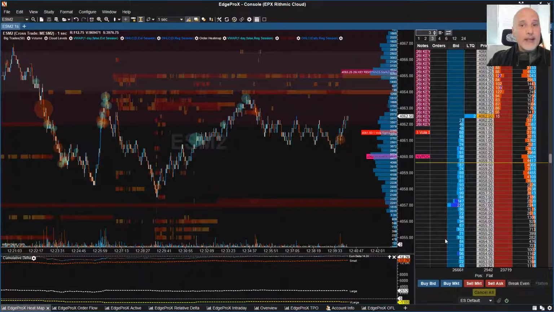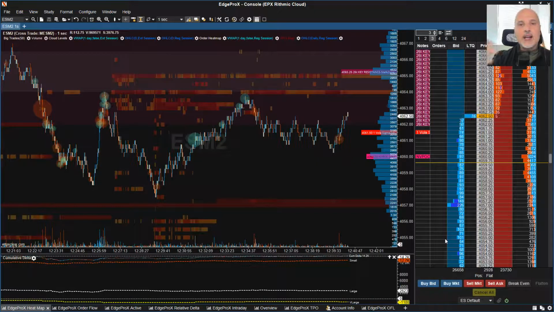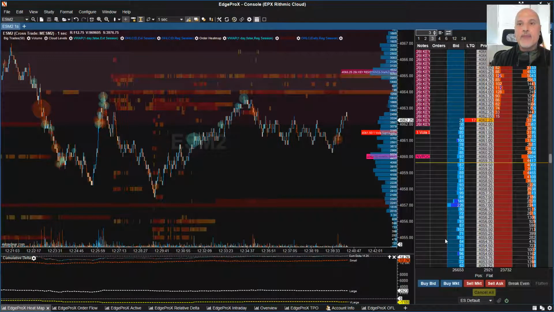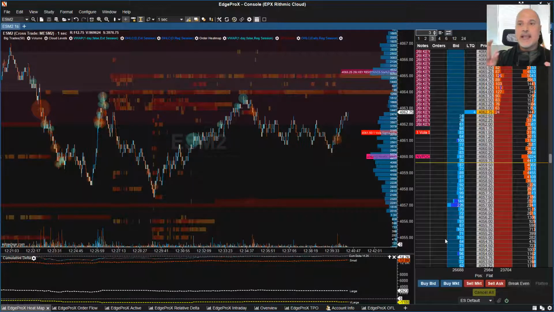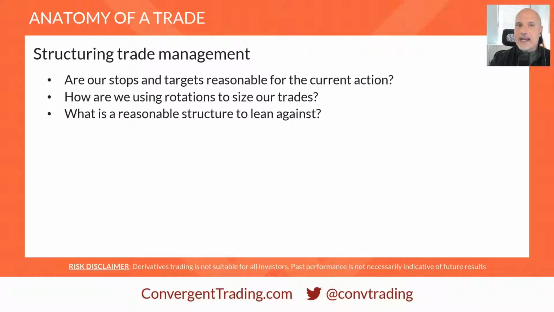It used to be a lot wider. I used to have to go to like 6-point stops. But every week that volatility changes, and I'm adjusting within reason. I'm adjusting my stops versus my targets, and I'm doing the math. So this particular slide is talking about structuring trade management, how you set your stops and targets.